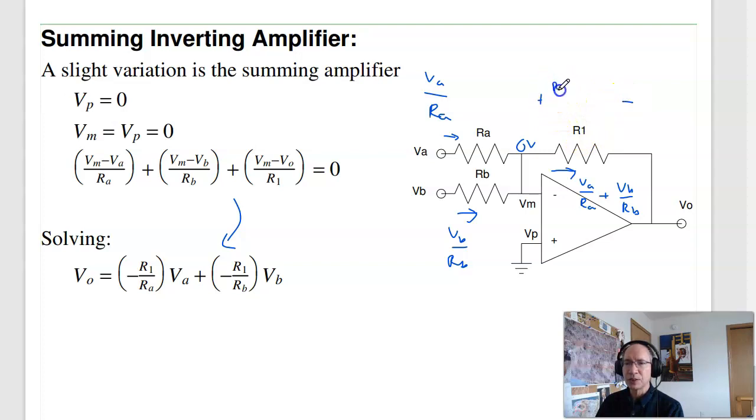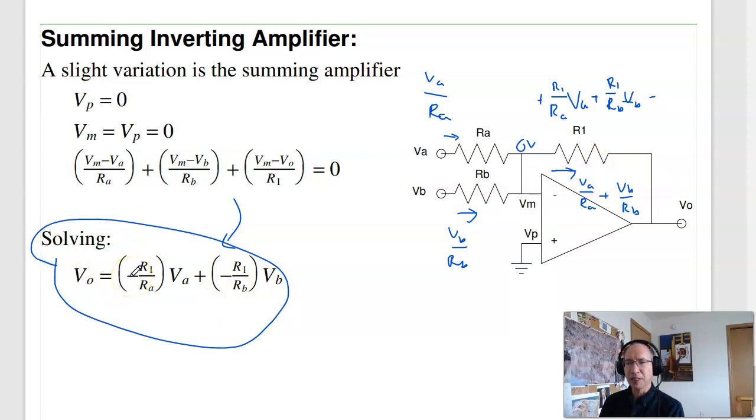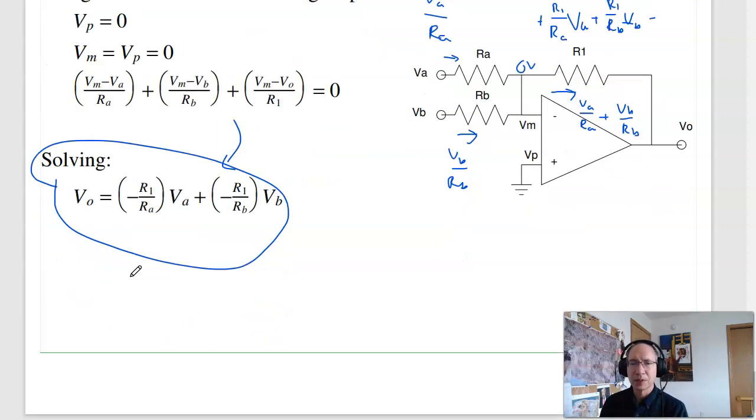So it gives you R1 over RA times VA plus R1 over RB times VB. This is ground, so this will be minus that. So I get this equation. That's the summing inverting amplifier. Note with the inverting amplifier, the gain can be anything between 0 and infinity. Just make the ratio. As opposed to the non-inverting amplifier, the minimum gain is 1. So there's a slight difference in the two.